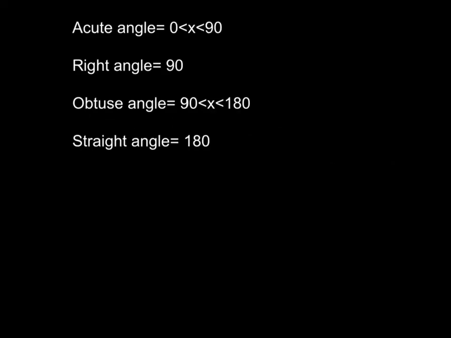Next, I want to review with you your 4 types of angles. First is an acute angle, which is greater than 0 and less than 90. A right angle is 90 degrees, an obtuse angle is greater than 90 and less than 180, and a straight angle equals 180. In this class, we will not talk about 0 angles, and we will not talk about any angles that are greater than 180. You will talk about those angles in later math classes, however.